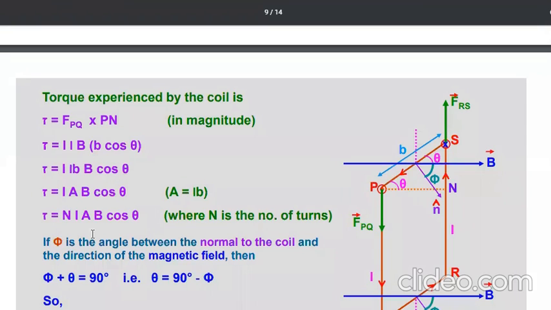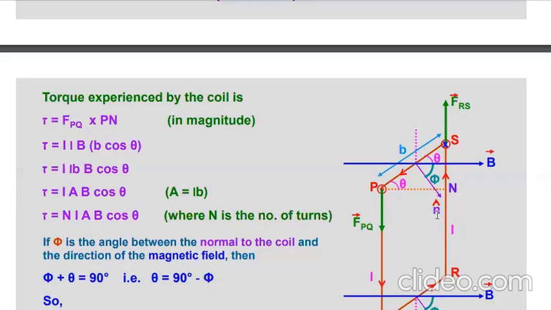So if there are n turns of the coil, then the area will be n times, that is n into I into A into B cos theta, where n is the number of turns. Then I'm now trying to understand, if phi is the angle between the normal to the coil, you see here, this is the coil and the plane of the coil, n cap here, n cap is the normal to the plane of the coil.